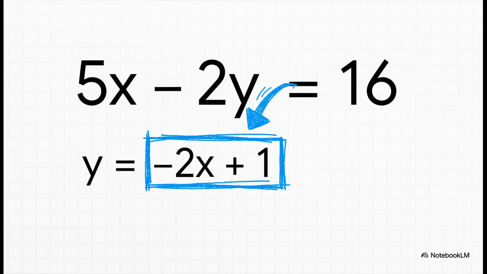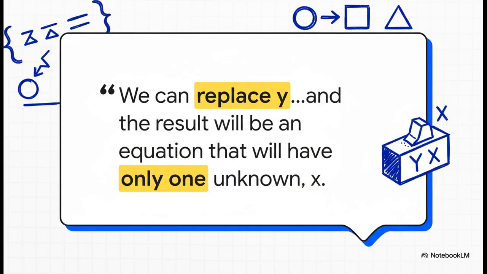Check this out. This system is like it was made for substitution. Why? Because look at that second equation. It's already solved for y. Step 1 is already done for us. We know for a fact that y is the exact same thing as negative 2x plus 1. One of our sources puts it just perfectly. This is the key move.